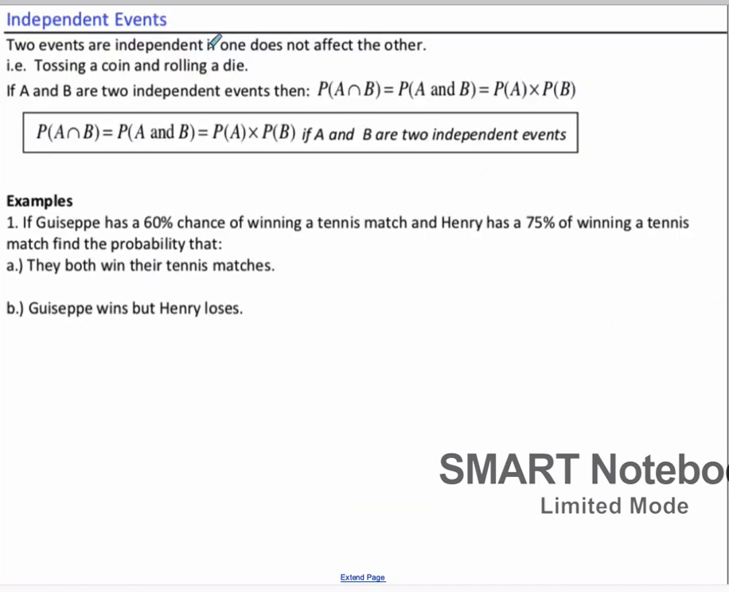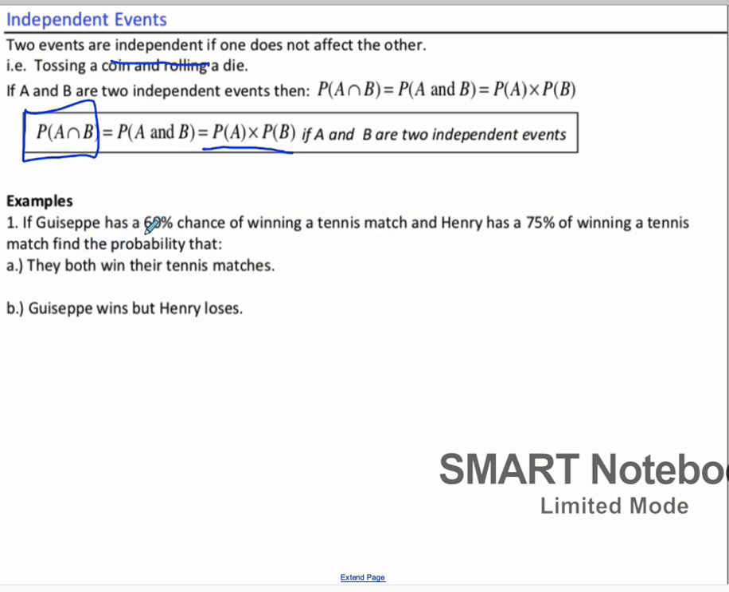Okay, next, independent events. If two events are independent, then the probability of A and B happening is just the product of the two probabilities. That only works if they're independent. So be careful, you have to make sure that they're independent before you just multiply the probabilities together.